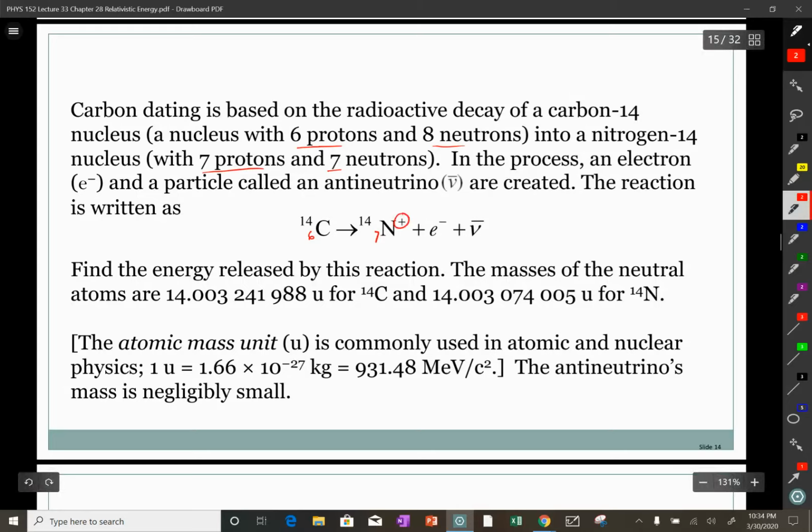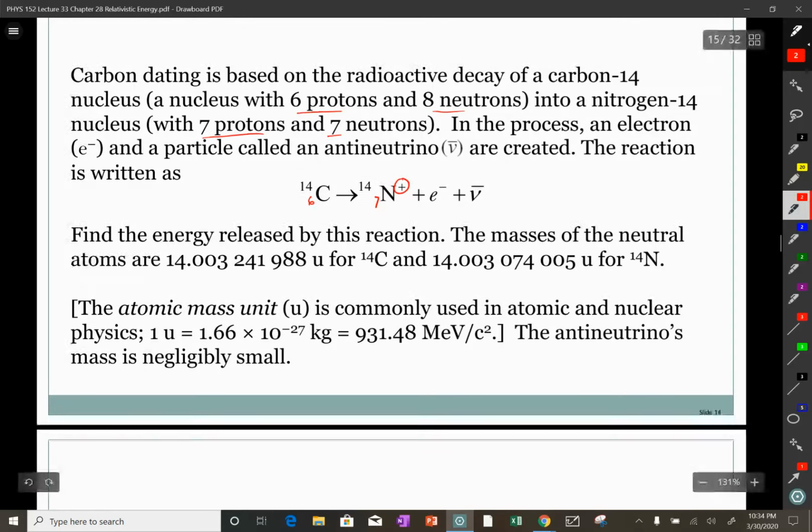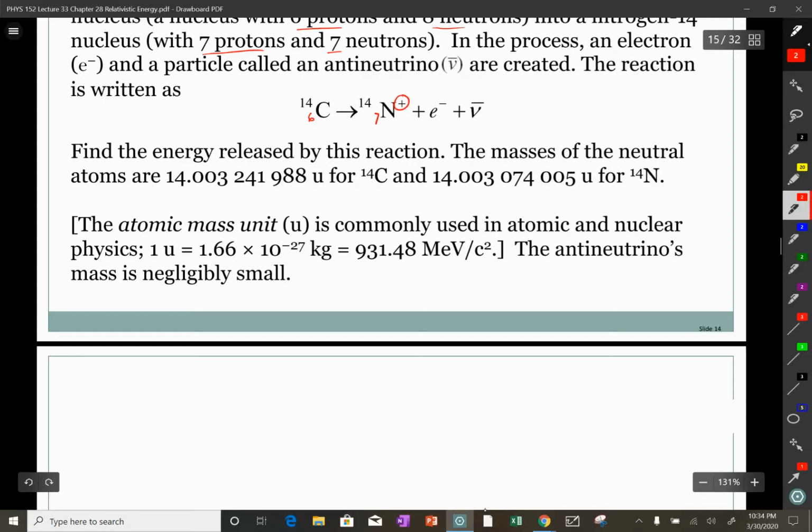Notice this is a nitrogen plus. It's missing an electron because the carbon had 6 electrons around it, neutral. You didn't take away or add an electron to the cloud, so the nitrogen also has 6 electrons, so it has a +1 charge. Find the energy released by this reaction. Well, how do I find the energy released? I find the energy released by comparing the masses.